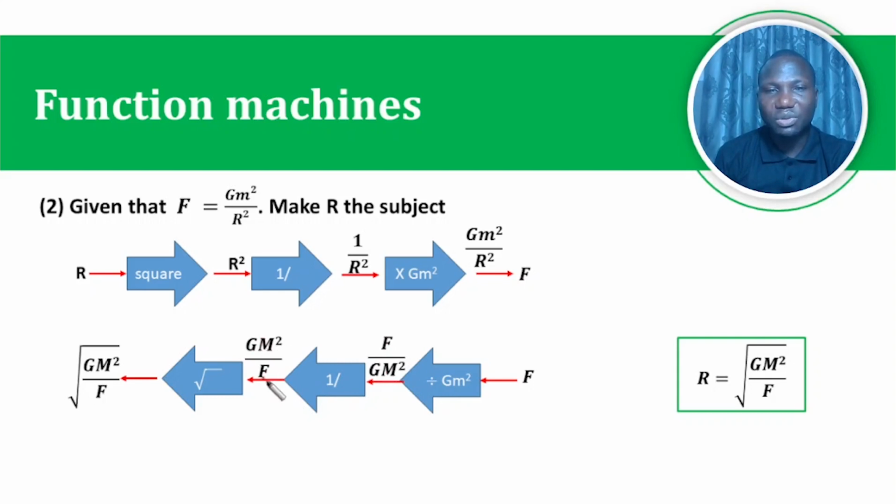And now gm squared over f, which is the output of this machine, will go into this machine. This machine here will do the opposite of what this one did. This one did square. Therefore, this machine will do square root of what is coming into it. Therefore, we have square root of gm squared over f, which is our r, our output. So that's how we change the subject from f to r. Therefore, our new subject r will be equal to square root of gm squared over f.